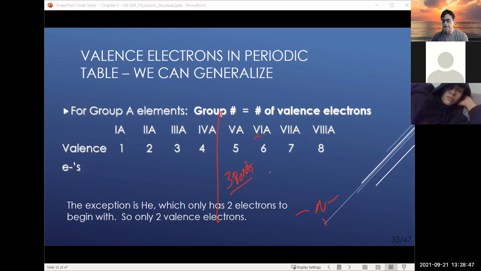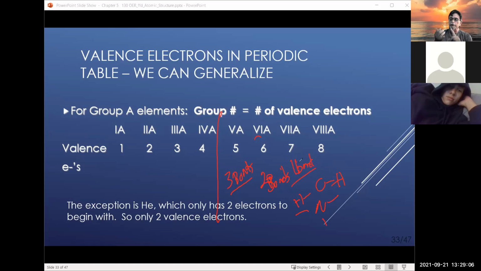In group six, they're going to make two bonds. So, something like oxygen can make two bonds, H2O. And in group seven, they're only going to make one bond.